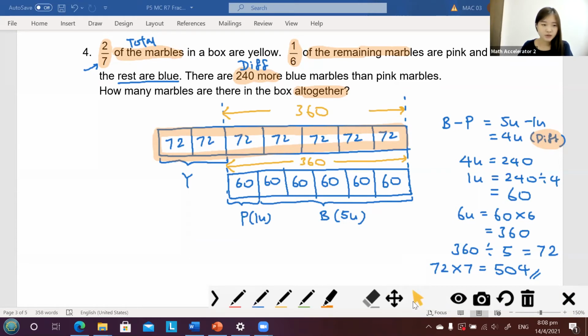I think I saw someone ask how you get 4 units. Your blue minus pink, 5 units minus 1 unit, is 4 units. That's the difference. This is also the difference.